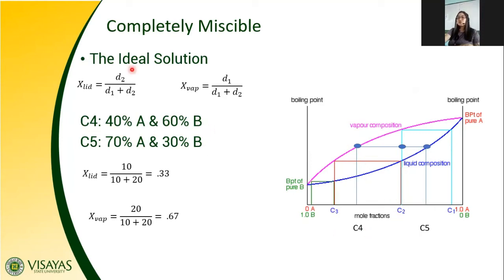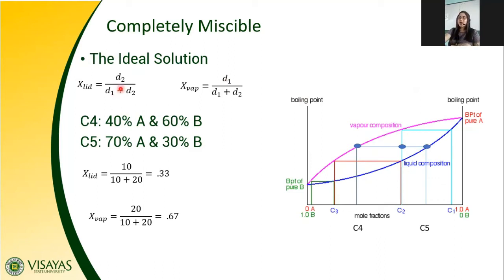So how do we get their mole fraction? We will consider the distance of these three points: this is the equilibrium point, this is the bubble point, and this is the dew point. How do we get the mole fraction in the liquid or vapor phase?